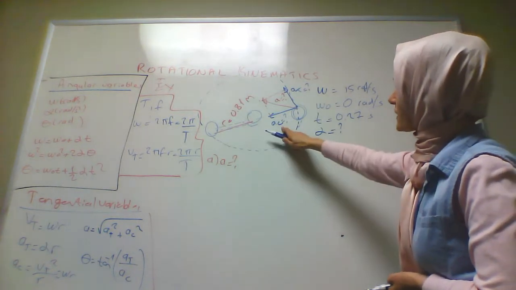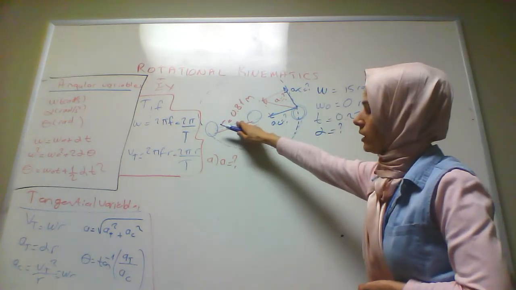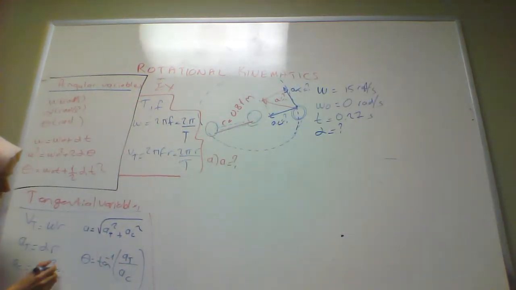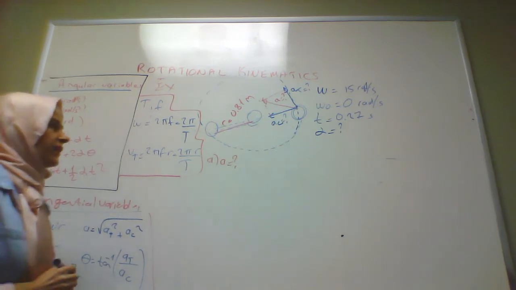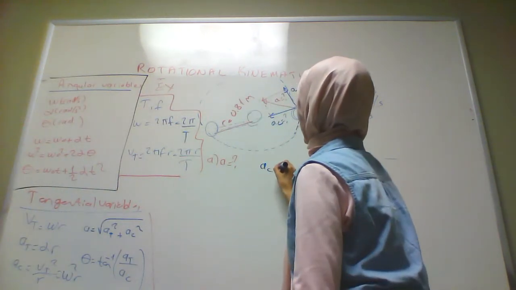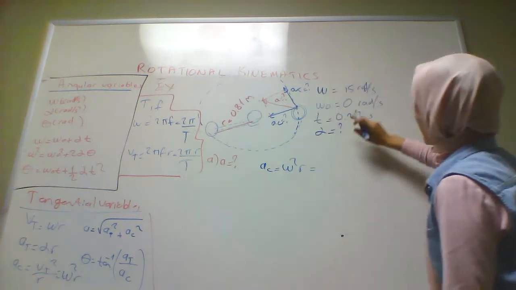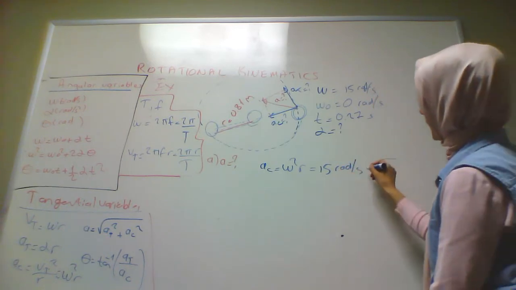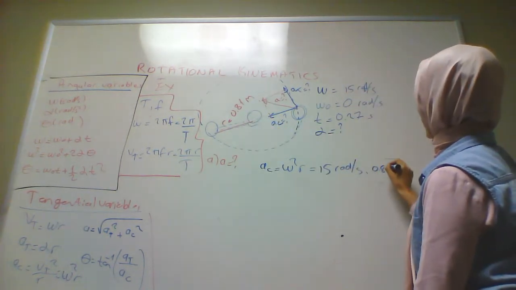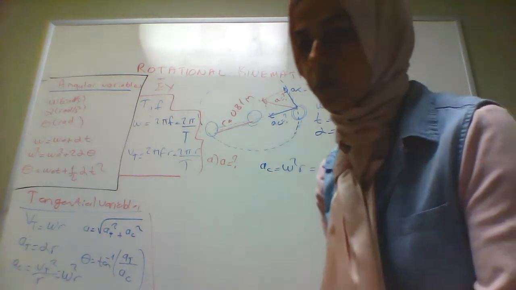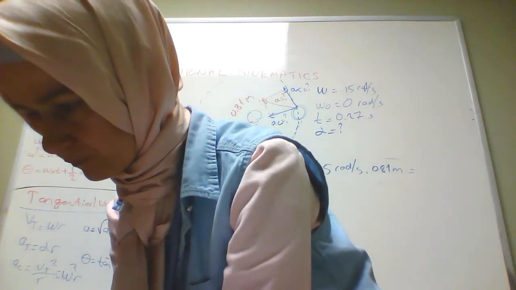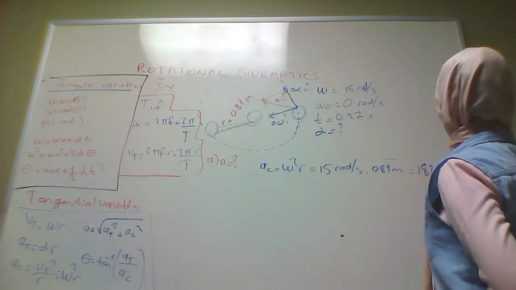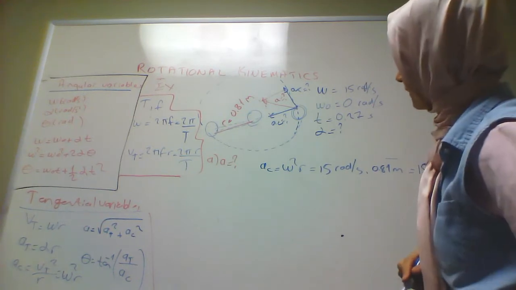First of all, I can find AC easily. I know omega, I know R, right? I can use this equation, which, by the way, should be omega squared R. So let's find AC first. AC is equal to omega squared R. Omega is 15 rad per second times R, 0.81 meters. And the value of this should be 182.25 meters per second squared.